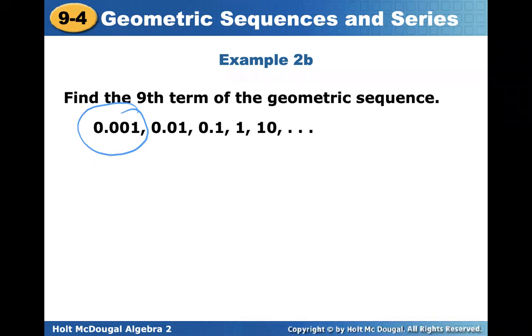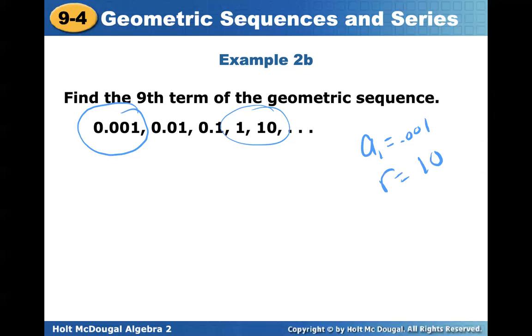Well, I'm going to look here to find my ratio. Is the ratio 10? I'm just going to look where it's easier. If I take the 5th term divided by the 4th, I get 10. We could take the 2nd divided by the 1st, and we'd still get 10, right? But I just look right there, and I see 10. So our first term is 0.001, and our ratio is 10.